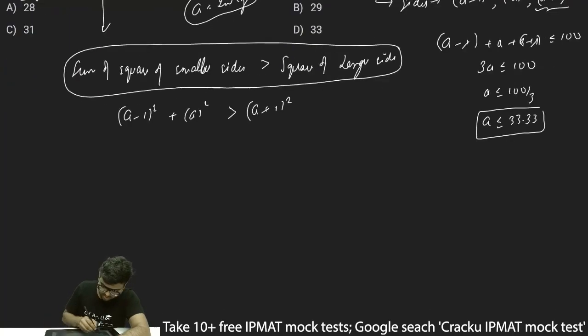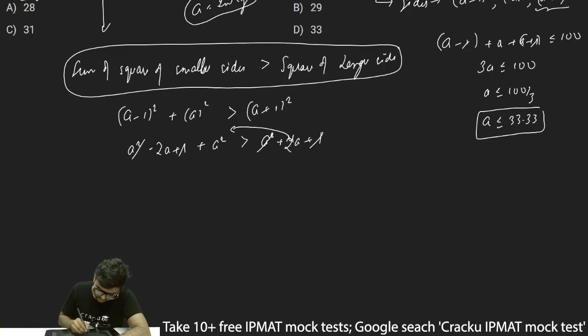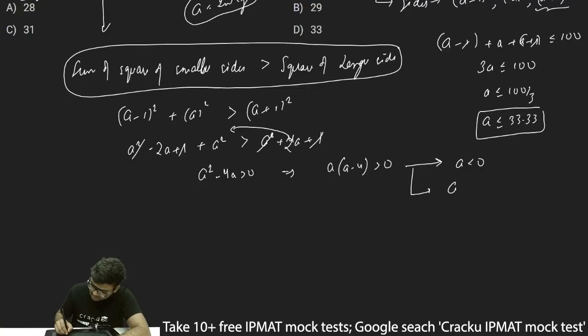I can just simplify this. So this can be written as a square minus 2a plus 1 plus a square should be greater than a square plus 2a plus 1. Now a square gets cancelled, 1 and 1 get cancelled, and I can take this 2a to the right hand side. So this becomes a square minus 4a greater than 0, or a into (a minus 4) greater than 0. I can have two solutions from here: a less than 0 and a greater than 4.